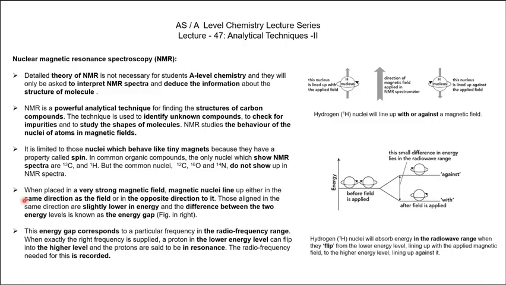Those lined up in the same direction are slightly lower in energy, and the opposite direction is higher. The difference between the two energy levels is known as the energy gap. This is the main basic principle of nuclear magnetic resonance spectroscopy. This energy gap corresponds to a particular frequency in the radio frequency range.